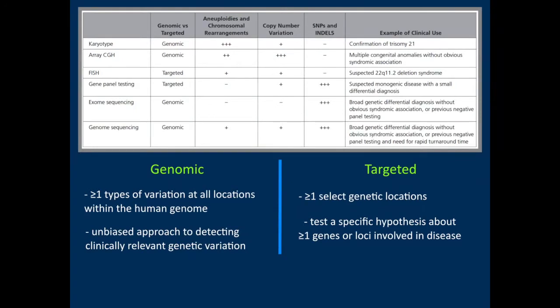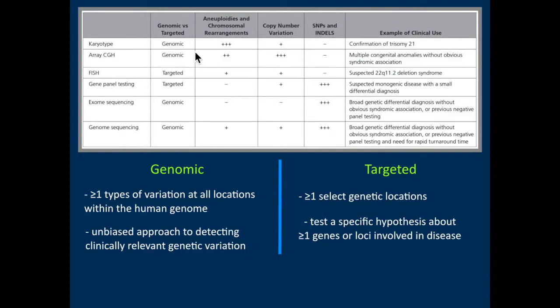Now, the extent to which you identify an underlying genetic origin depends on what tools you use. And you can think of your DNA-based testing really in terms of two specific groups. Genomic, where you're looking at the whole fetal genome, looking for numerical abnormalities, types of variation at all locations within the genome, or targeted, where you may have some basic idea as to what you're looking at, and you're using the targeted testing to test a specific hypothesis about one or several genes or loci that are involved in the disease.